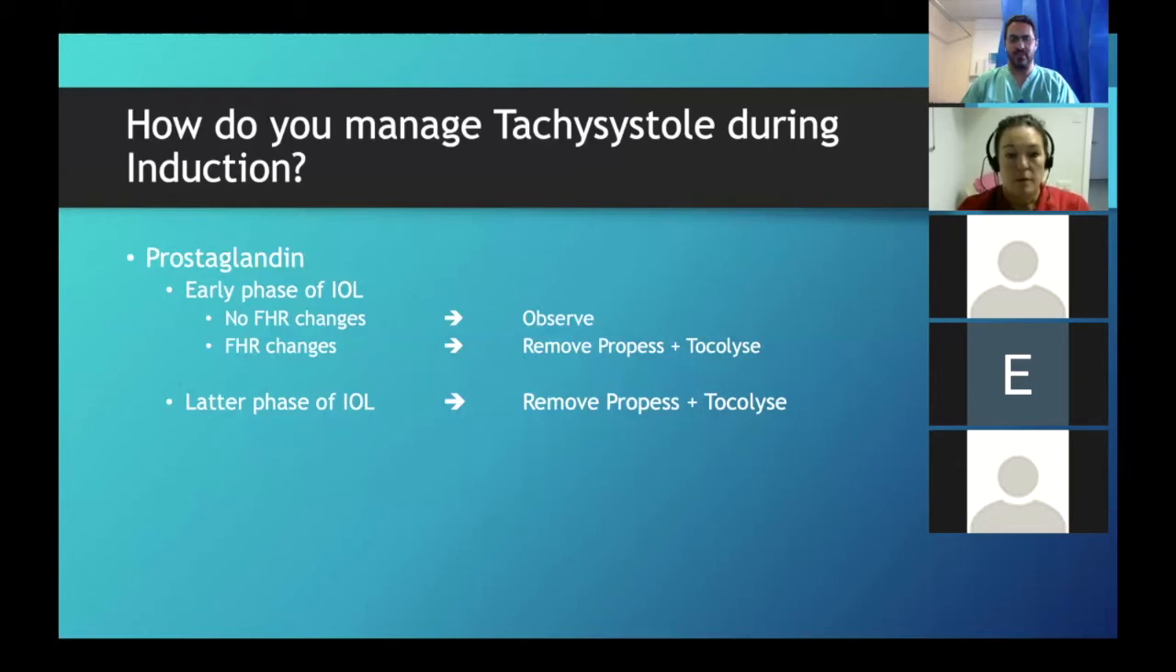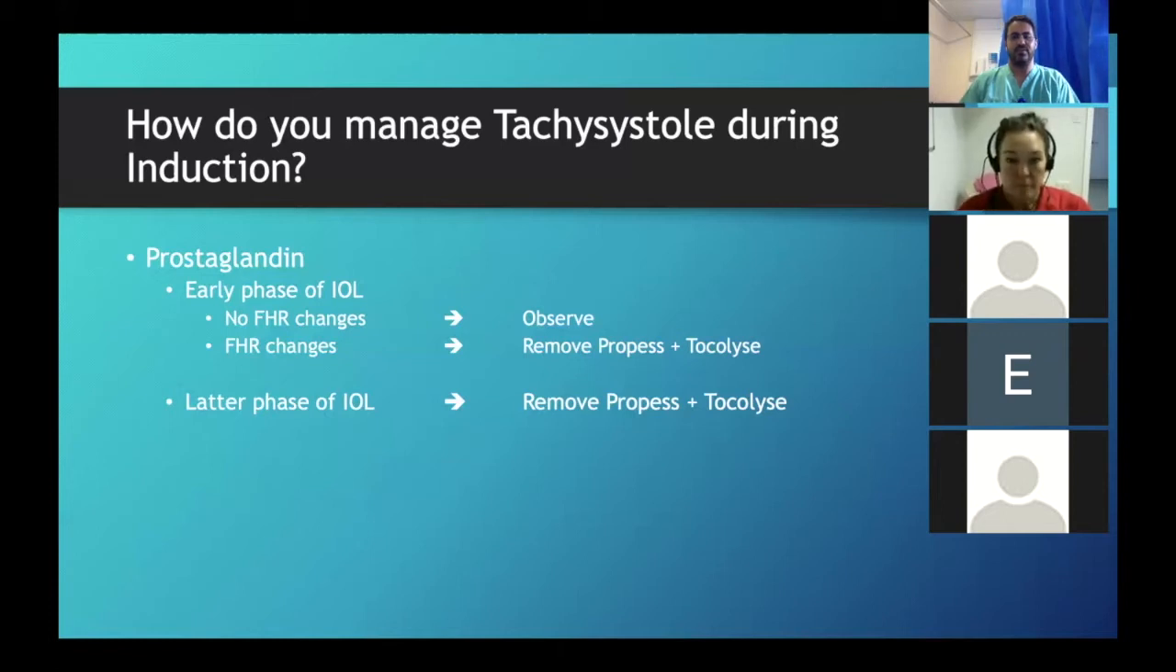Now, if the Propess or Prostin has been in for 4, 5, 6 hours, this is not going to go away. If you now have a tachysystole, you need to take it out. It's not going to settle. This is not the initial phase of irregular fast contractions. This is gonna end up with problems. The prostaglandins are now well running into the system. They're not going to go away. Does that make sense?